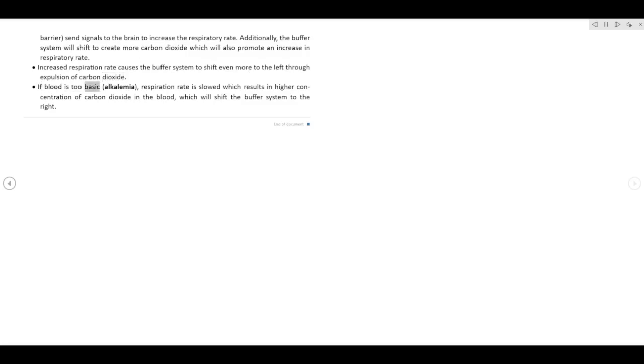If blood is too basic, alkalemia, respiration rate is slowed, which results in higher concentration of carbon dioxide in the blood, which will shift the buffer system to the right.